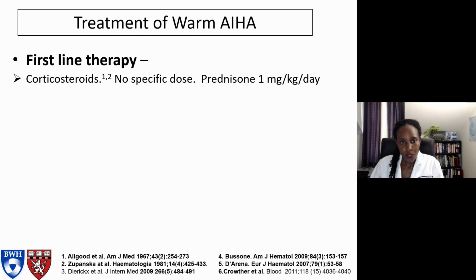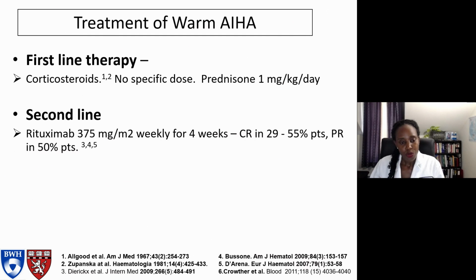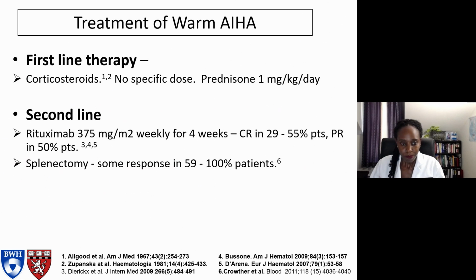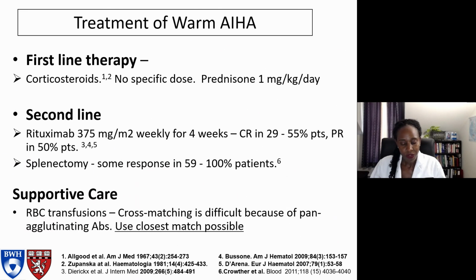So first line for warm autoimmune hemolytic anemia is steroids, and we treat it the way we treat other autoimmune disorders. Rituxan and splenectomy can be effective in some patients. But in the meantime, supportive care with red blood cell transfusions, remembering that the cross match will never be perfect because these autoimmune antibodies cause panagglutination of all testing cells. So the blood bank will say that they cannot find blood, but you should use blood that is the closest match.